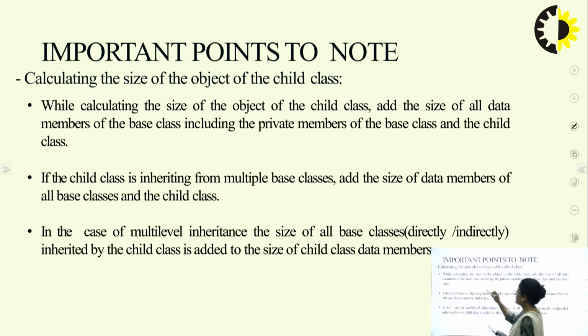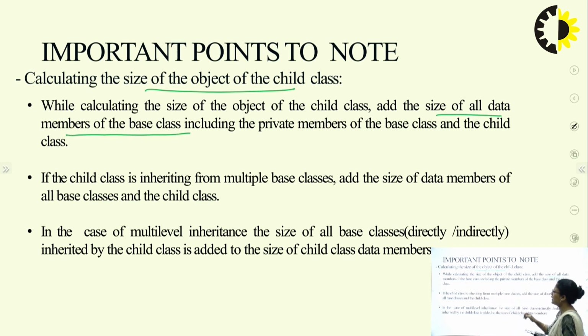Here, some points related to the size of the object of the child class. While we are calculating the size of the object of the child class, we need to add the size of all data members of the base class from which it is inheriting, including the private members of the base class, and the child class. This is a point that is taken care of when we are taking the size of an object of the derived class.